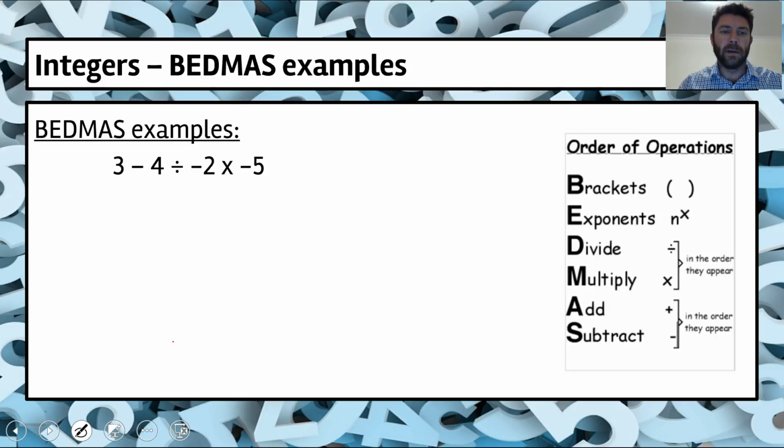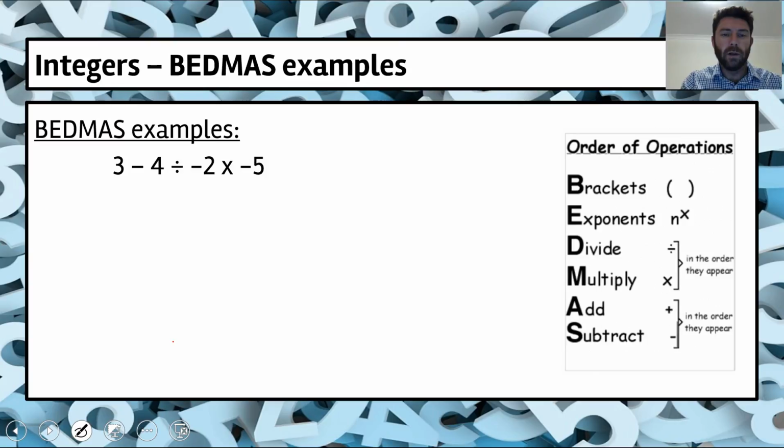All right, a little bit of a longer example here now. 3 minus 4 divided by minus 2 times minus 5. Bit of a tongue twister if you ask me. All right, let's have a look at how we're going to attack this challenge.